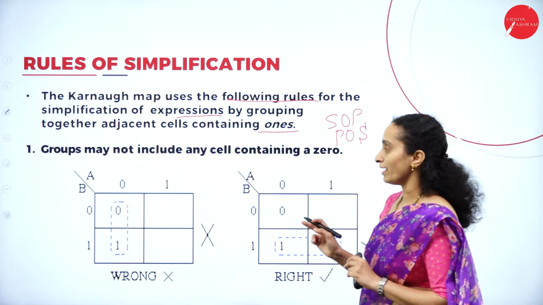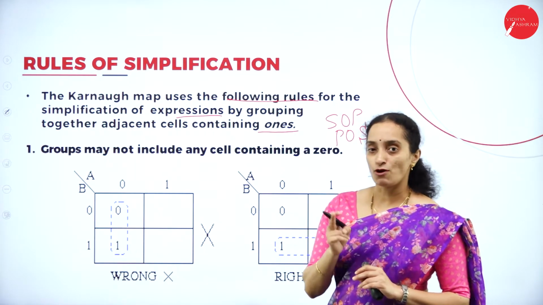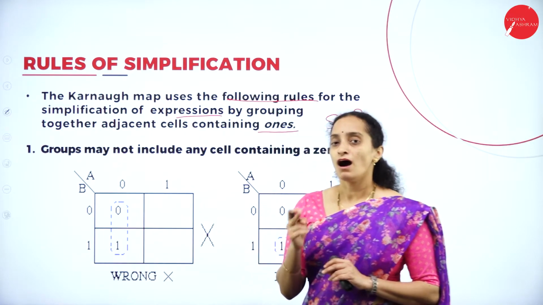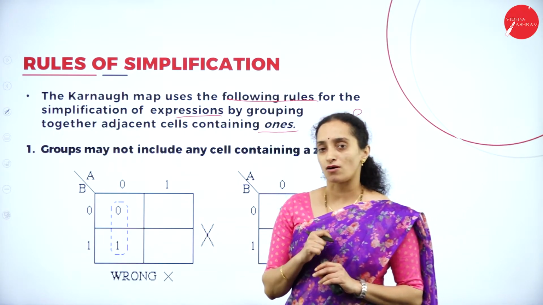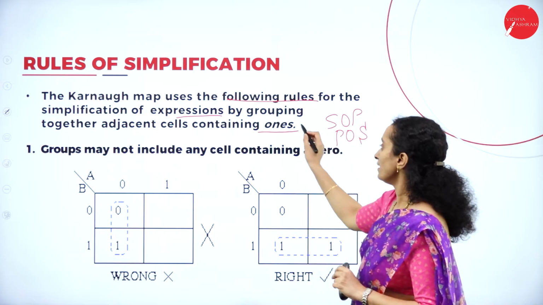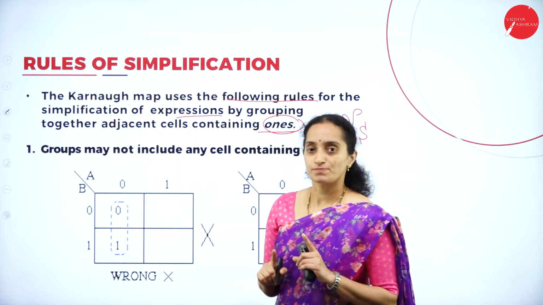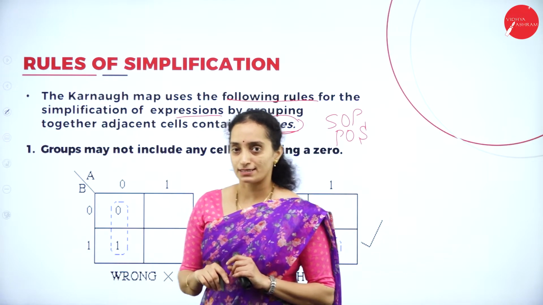In the same way, if it is a sum of products expression, how do you simplify that using the Karnaugh map? Same thing, you have to consider the ones. Okay, ones will be considered here.